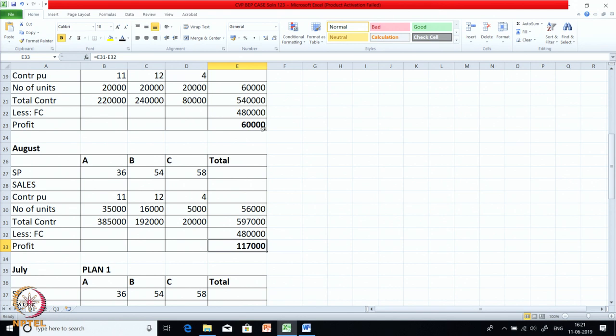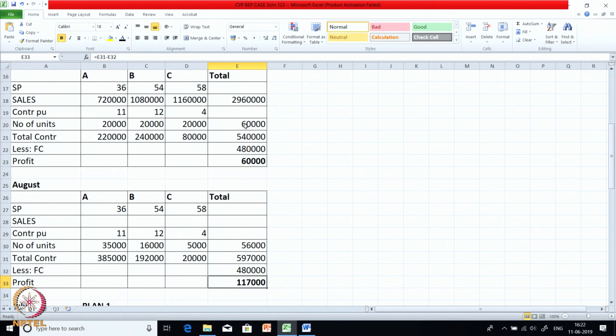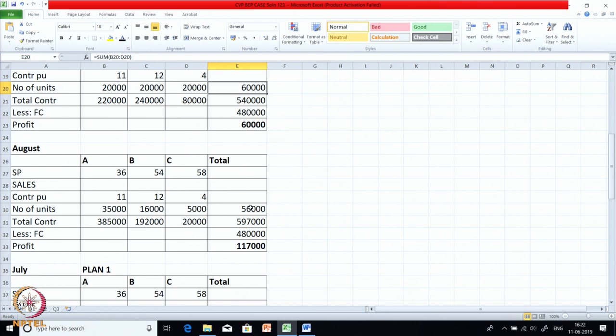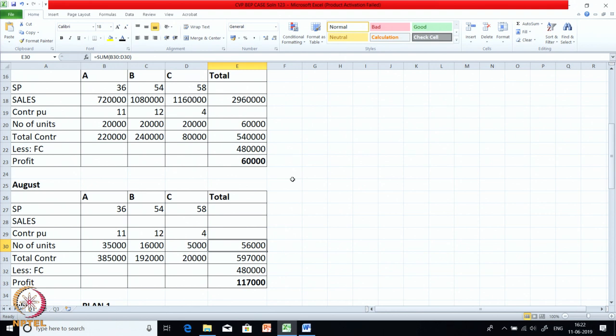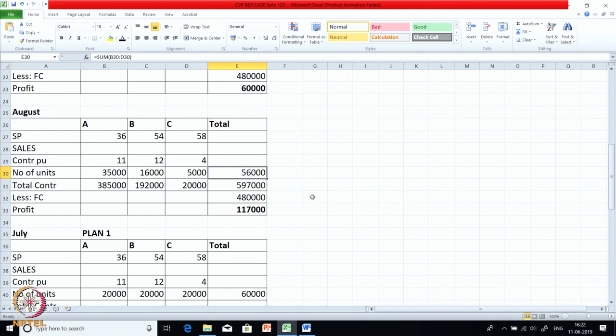And dramatically, you can see that profit has nearly doubled from 60,000 to 1,17,000. If you look at the number of units, it is surprising, because the total units were 60,000 in July, and the total units have fallen. Normally, you will expect that a fall in the number of units would automatically lead to a fall in the profits. But what is surprising is profits have in fact gone up. Are you getting me? How is it possible? What was the explanation?